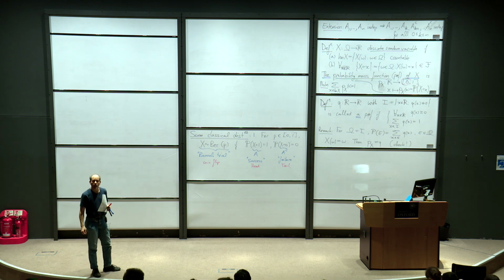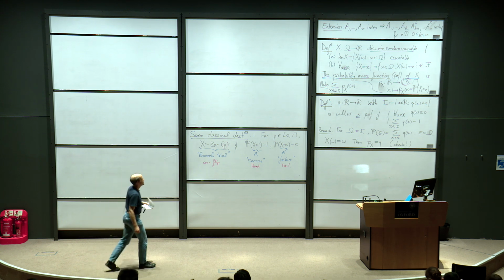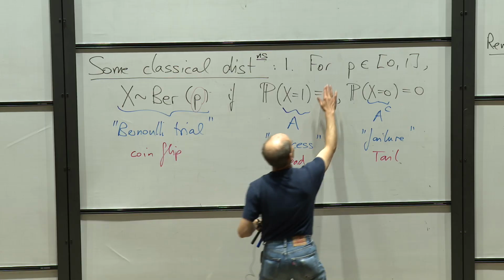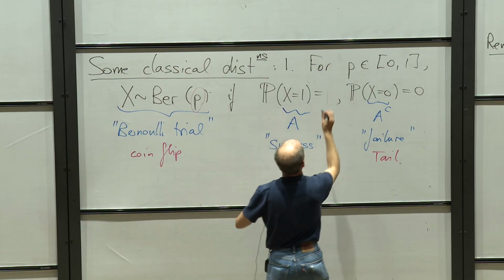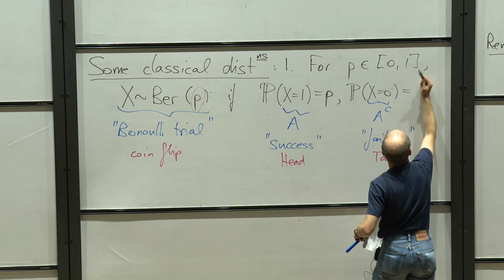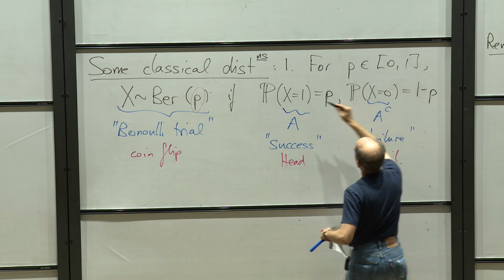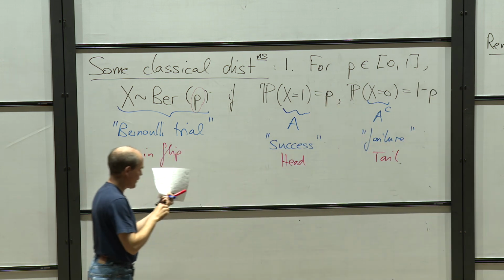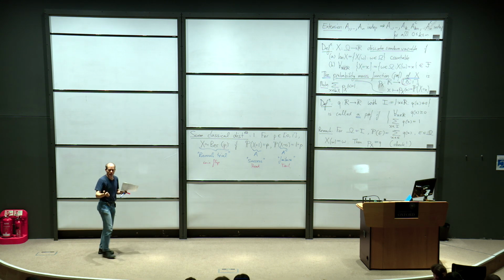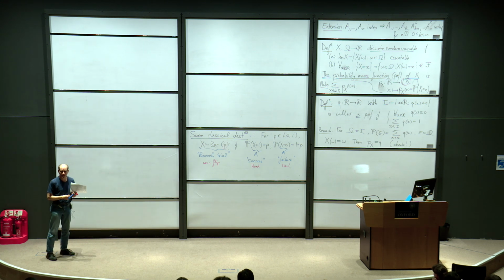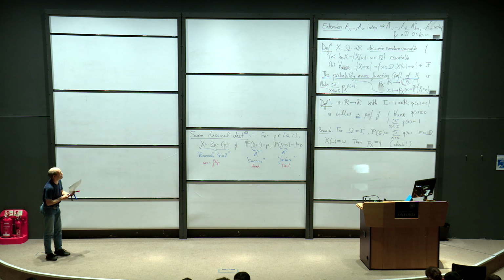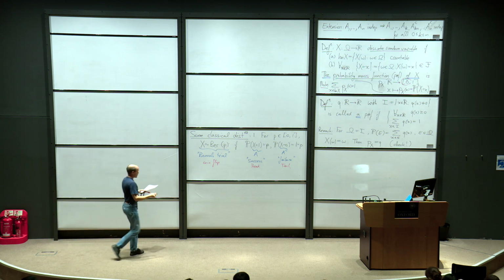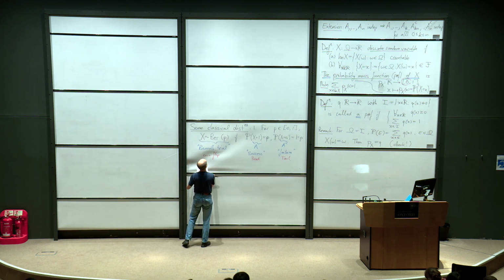Wouldn't it be P of x equals 1 equals p, and then P of x equals 0 equals... Oh, yes. Yes. Thank you. I'm very sorry. Getting ahead of myself there, or rather lagging behind. Those 1s and 0s are the values that the random variable takes. p and 1 minus p are the probabilities of those values. Thank you very much.